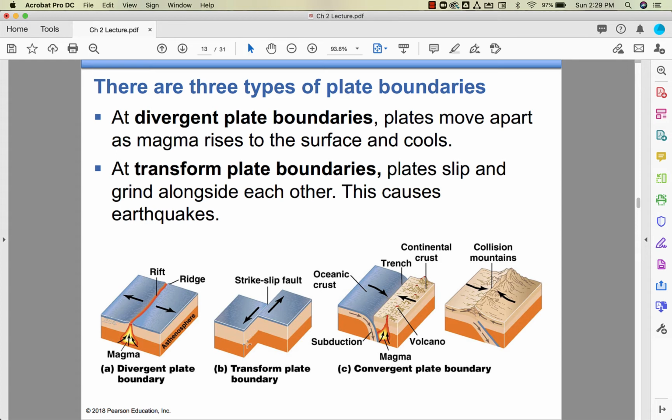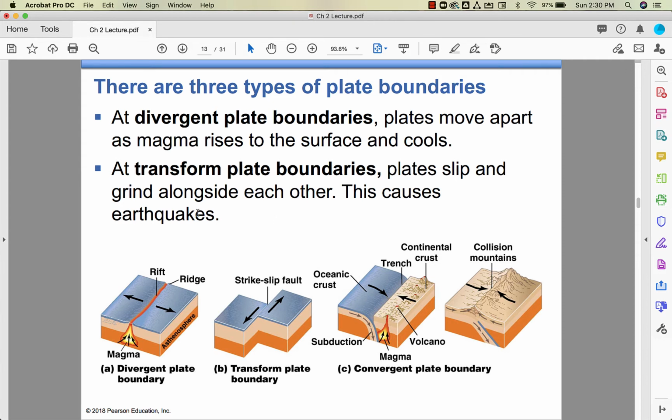At a transform boundary, these convection currents are rising, but they are not aligned horizontally. They're not lined up perfectly with each other. So it doesn't really matter what direction they're moving, they are offset. So it's going to make the motion offset. That's why they call this a strike slip fault. They're going to grind alongside each other. So there's going to be motion along here. One's moving into the page, and one's moving out of the page.